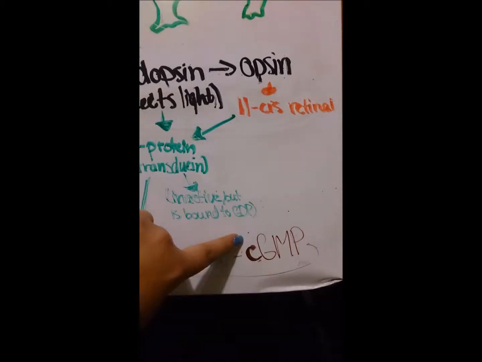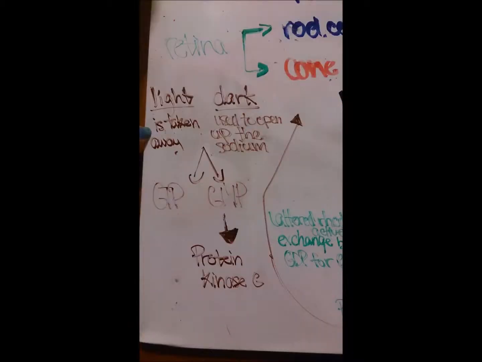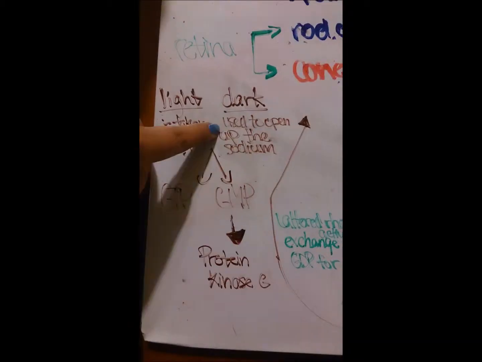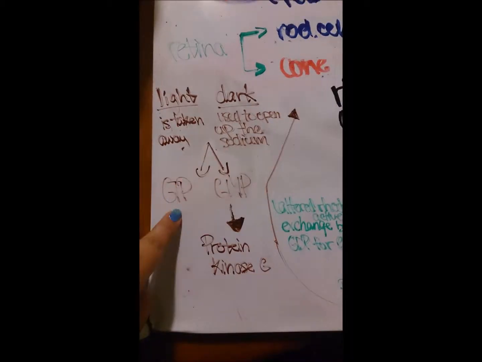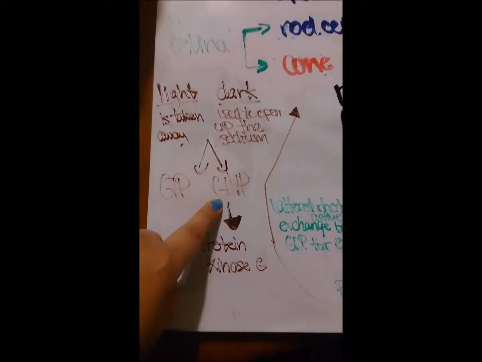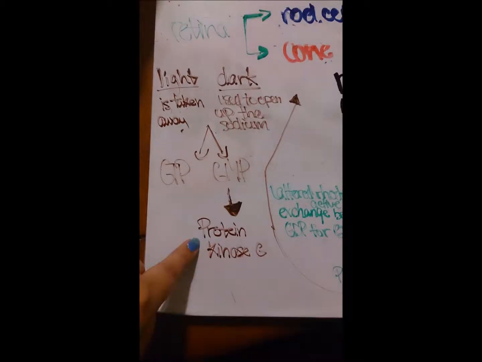cGMP is sneaky and is different in the light and in the dark. In the light it is taken away, but in the dark it is used to open up the sodium channel. Although GTP takes from cGMP, GMP occurs after it has lost concentration. It was helped to change into GMP from cGMP by protein kinase G.